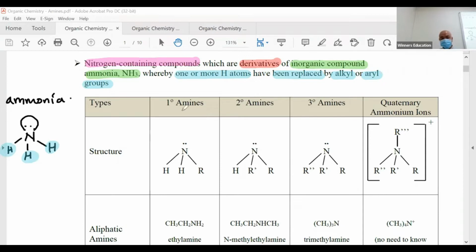So if you take a look, for primary amine, very easy. It's whereby one H has been replaced by an R group, secondary amine replaced by 2 R groups, tertiary 3 R groups. All right, ammonia, that's all it can form. But don't forget that ammonia has a lone pair, so it can form a dative bond to an electron deficient site, anyone that has an empty orbital that can accept the lone pair of electrons.